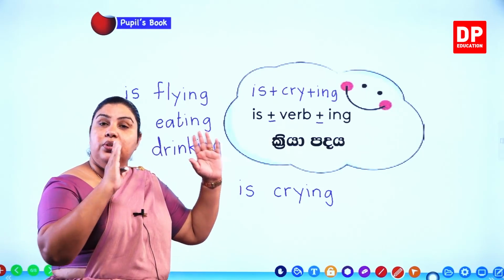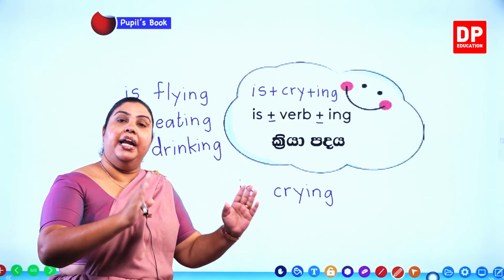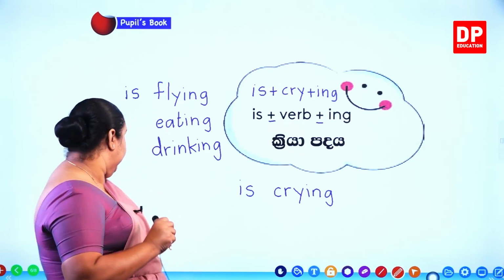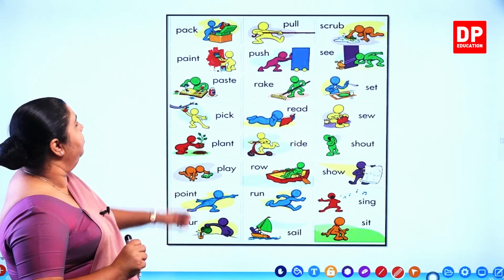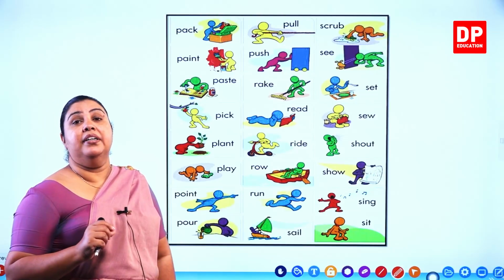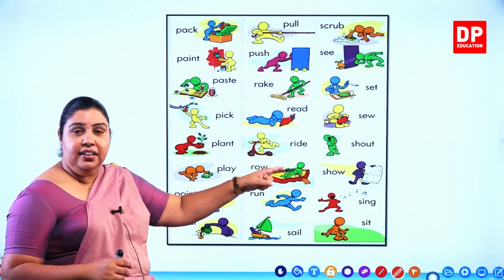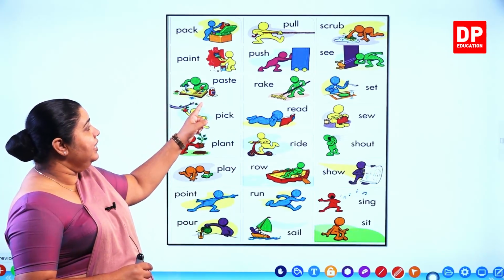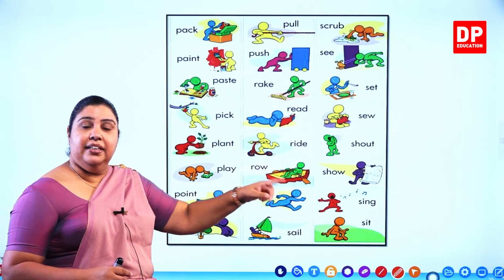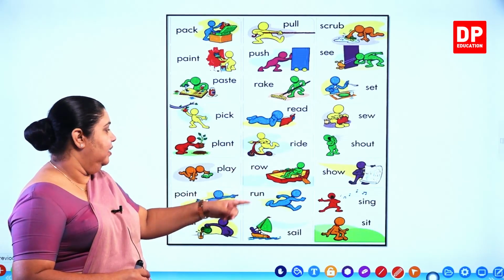Right? So now all those words that I showed you, they have to be added. The ing has to be added to those words and they become the verb that we want to say. Now let's go back to our slide over here. Now can you see the first word? Pack. When we add ing to pack, it becomes packing. Packing. Painting. Pasting. Picking. Planting. Playing.